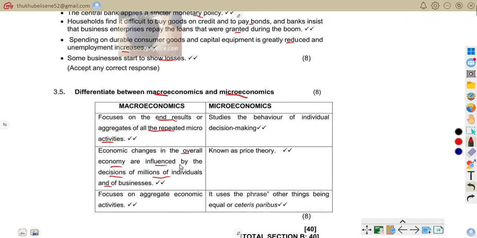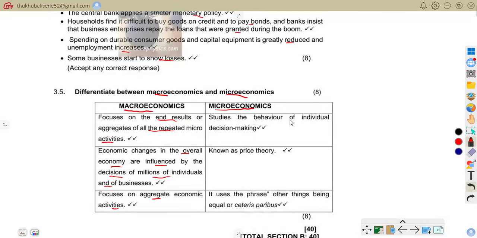Also it focuses on aggregate economic activities, meaning to say it studies big economic totals like gross domestic product, employment, inflation, as well as national income and total spending. So that is macroeconomics. Now coming to microeconomics.